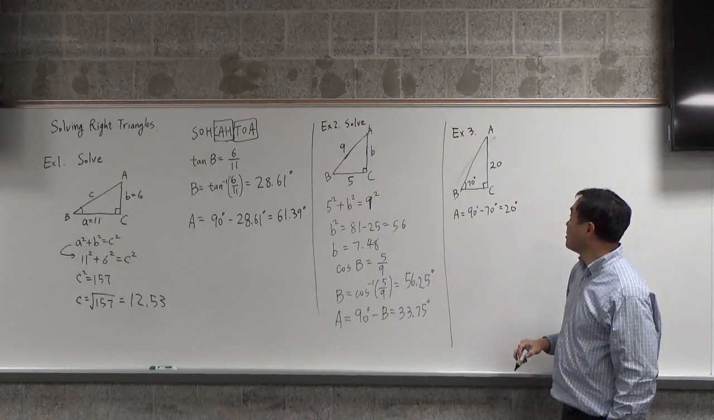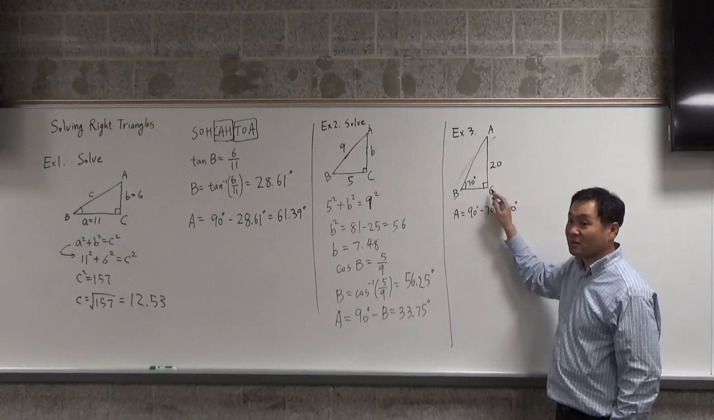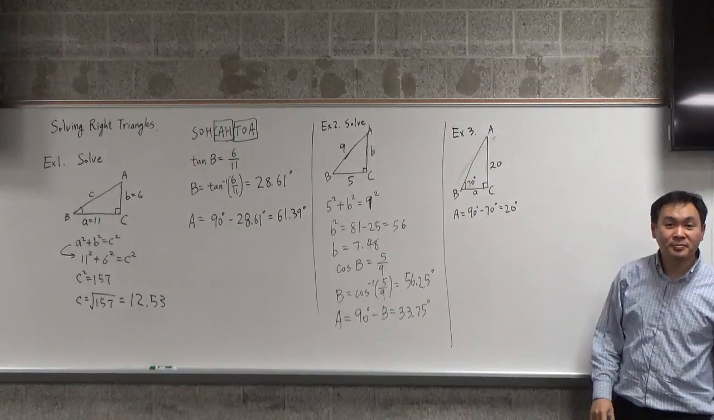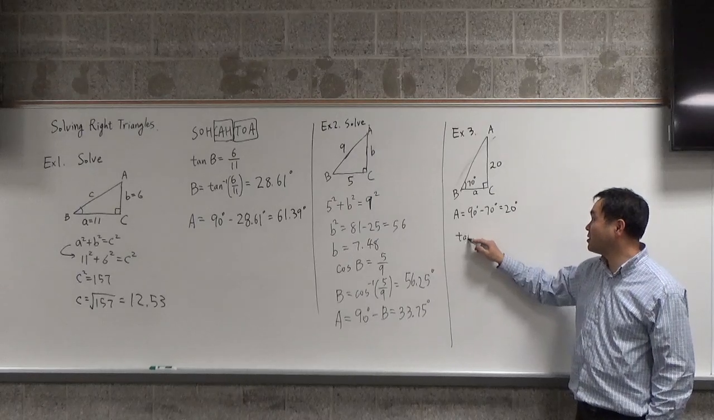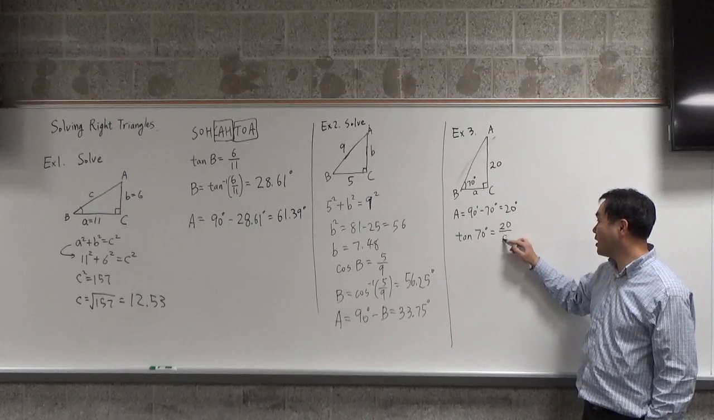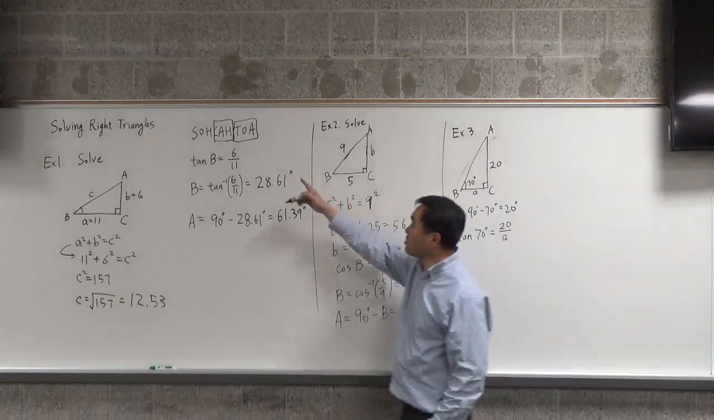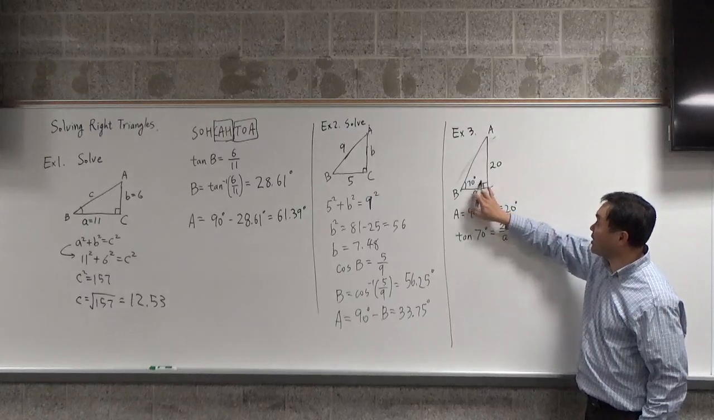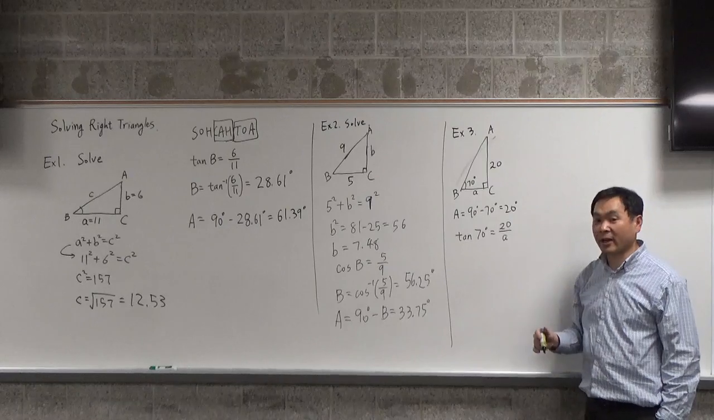Okay, but then, now, what do we do? How do we find this length, BC, which is A? Tan of 70. Tangent of 70 degrees is 20 over A, right? Opposite over adjacent. So we are again using tangent equals opposite over adjacent, and opposite is 20. A is adjacent to this angle 70, so that's what you get. And you're trying to solve for A.